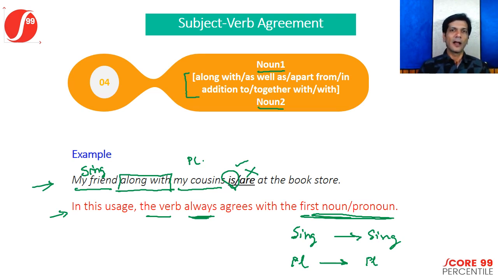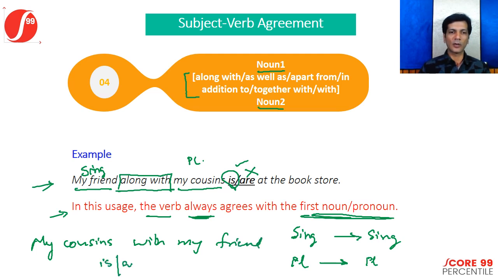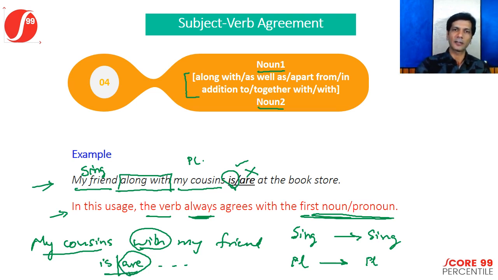Now look at it this way. Had the sentence been written in a different way, had the sentence started with my cousins with my friend, what would be the right verb? Is or are. Now here your first noun is plural. As per this rule, you're combining noun 1, noun 2 using one of these conjunctions here. So obviously your verb here will agree with the first noun. Because in this case your first noun is plural, the correct usage here would be are and not is. That's how you understand this particular point.